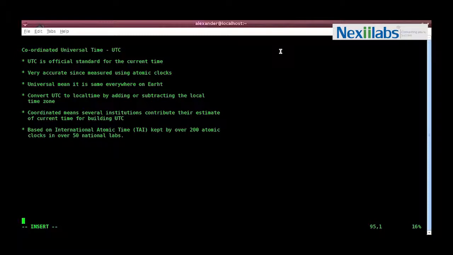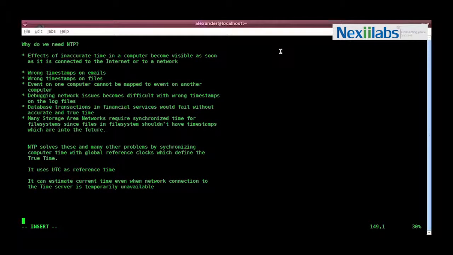Universal means it is guaranteed to be the same everywhere on earth. That is to say, it is independent of time zones. To convert UTC to local time, you have to add or subtract the local time zone. Coordinated means that several institutions contribute their estimate of the current time, and UTC is built by combining these estimates. UTC is based on International Atomic Time, which is an average of the time kept by over 200 atomic clocks in over 50 national laboratories around the world.